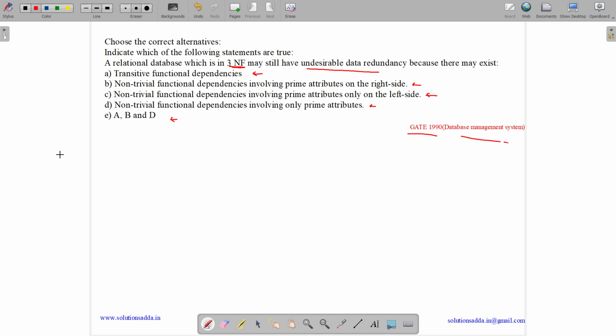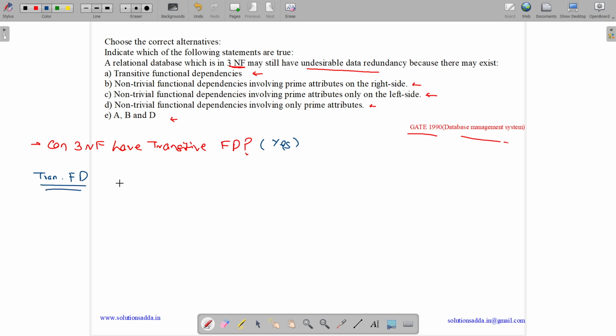So let us see. Suppose there are two questions. Can 3NF have transitive functional dependency? This is a question. So let me give you an answer. Yes, it can have a transitive functional dependency. I will prove it. So what is a transitive functional dependency?